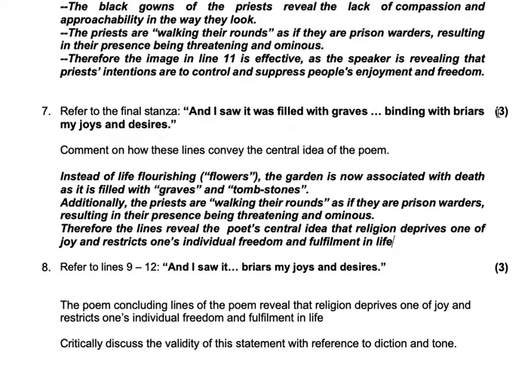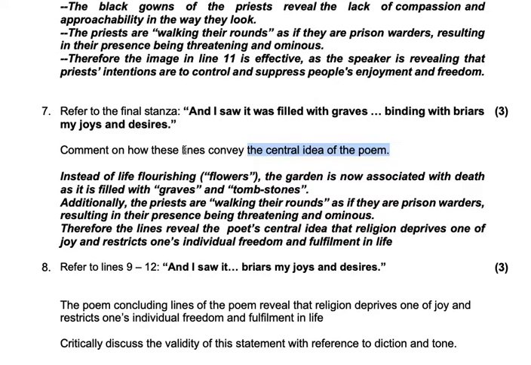So instead of life flourishing, we get this idea from flowers. The garden is now associated with death as it is filled with graves and tombstones. Additionally, the priests are walking their rounds as if they are prison warders, resulting in their presence being threatening and ominous. Right? We are breaking up what is happening in the final stanza, we're explaining it. Now we are going to identify the central idea of the poem.